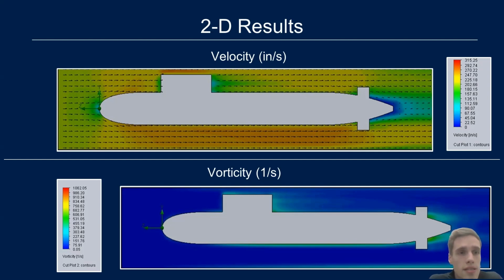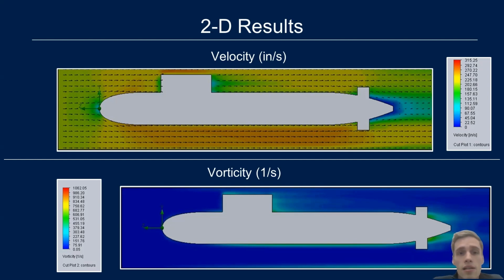As the fluid begins to pass by the nose of the submarine, we can see some acceleration, some increase in velocity as the fluid is being pushed around the submarine. And on the bulk of the underneath of the submarine, we can see this higher velocity, as well as above the sail, which is the top part of the submarine.